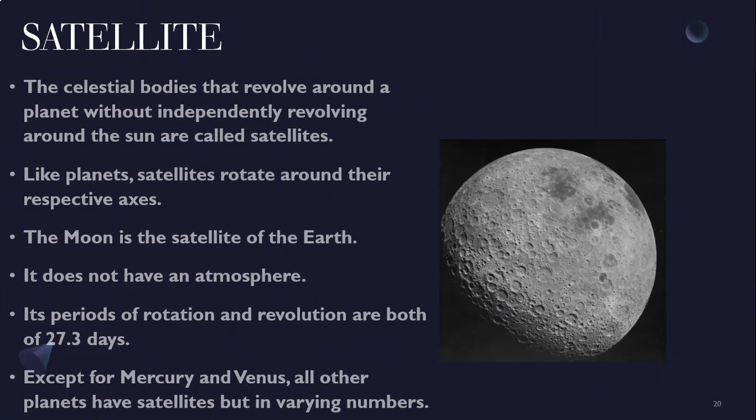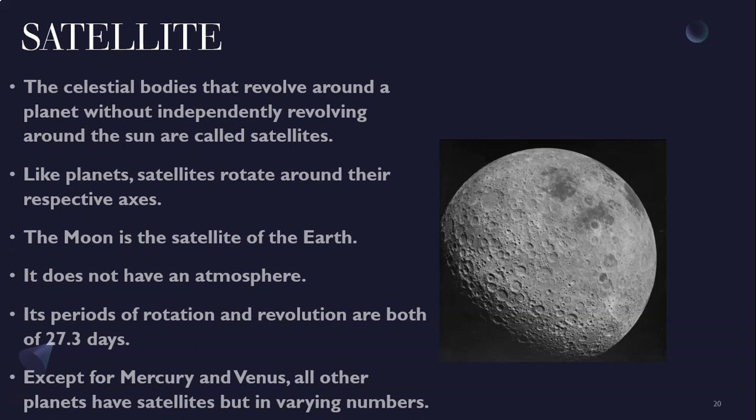Then we have something known as satellites. We have discussed all the planets. The next is satellites. The celestial bodies that revolve around a planet without independently revolving around the sun are called satellites. Like planets, satellites rotate around their respective axes. The moon is the satellite of the earth.